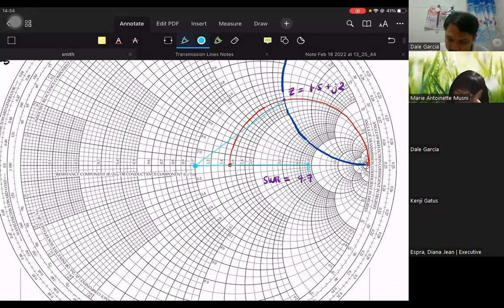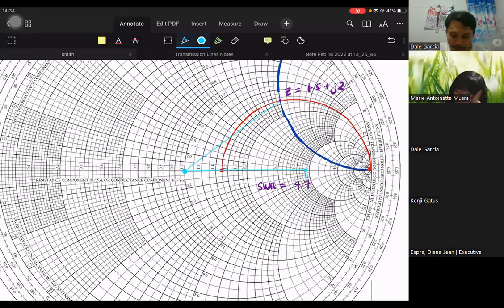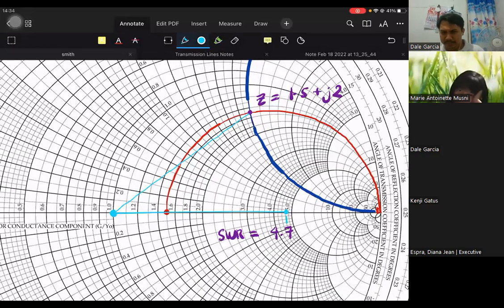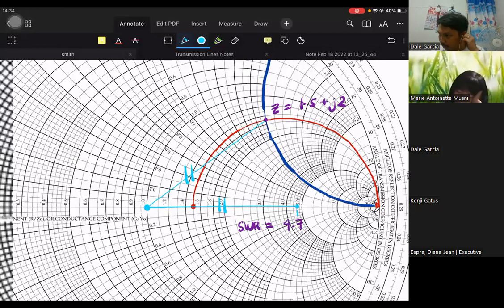In geometry terms, they are congruent, the same distance or length of measure. The length from 1 to the intersection, which is Z, and from 1 to the SWR are the same. So that's the SWR, that's how to determine the SWR. 4.7. That's a big mismatch, right?